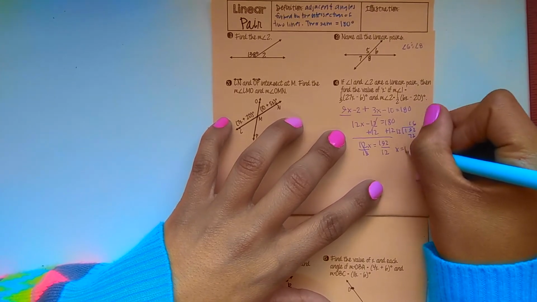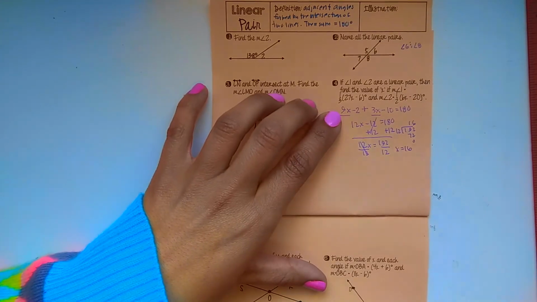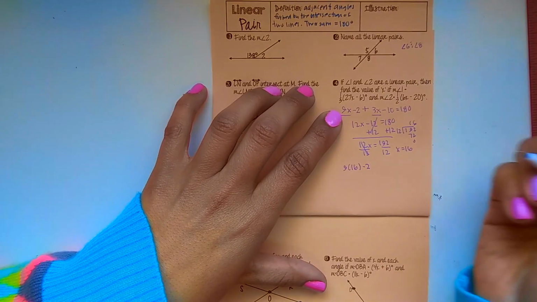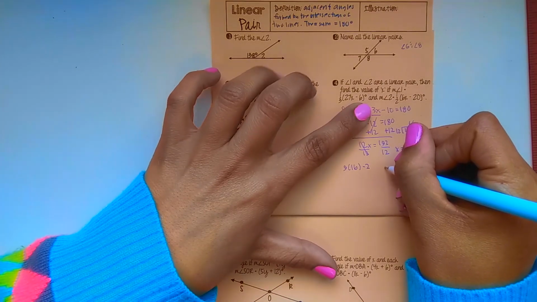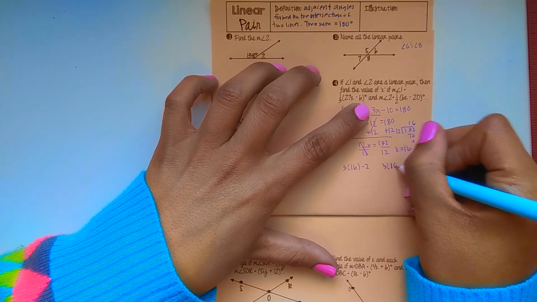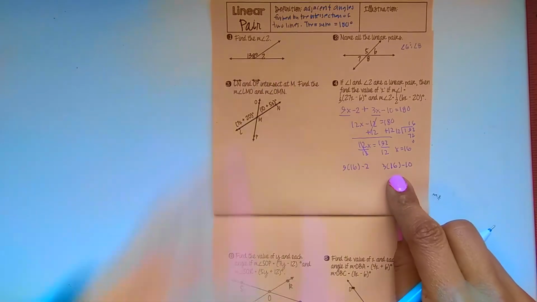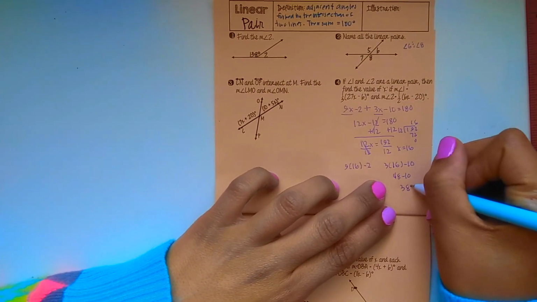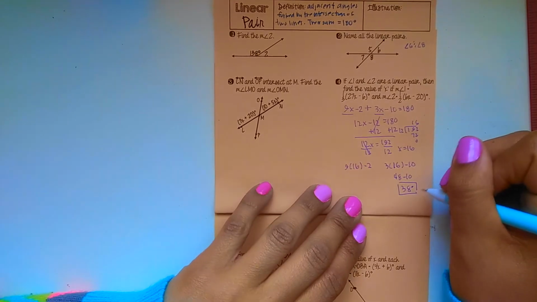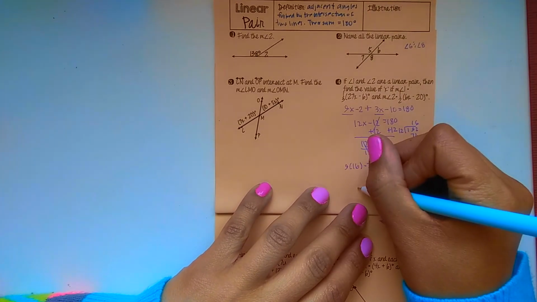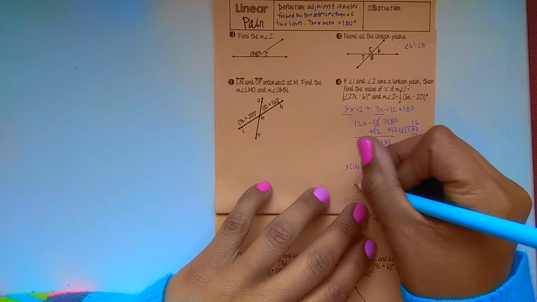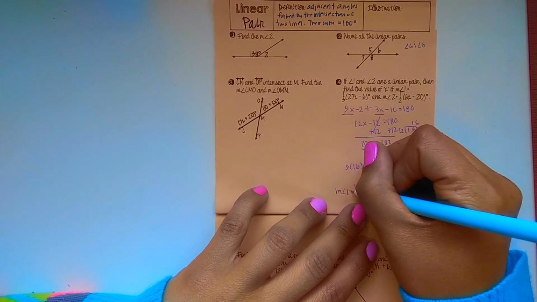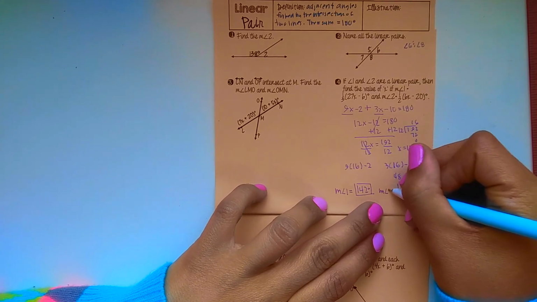So x equals 16, and I'm gonna plug in now. So then I go 9 times 16 minus 2. Another one's gonna be 3 times 16 minus 10. So this is 48 minus 10. This is gonna be 38 degrees, and what number plus 38 gives you 180, that will be 142. So then this will be measurement of angle 1 equals, and this is measurement of angle 2 equals.